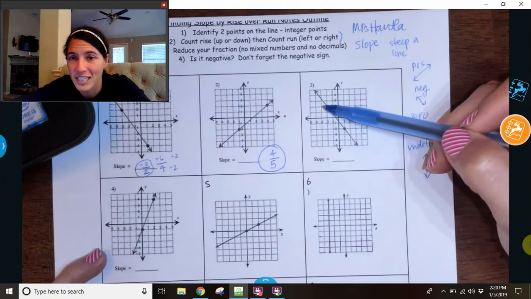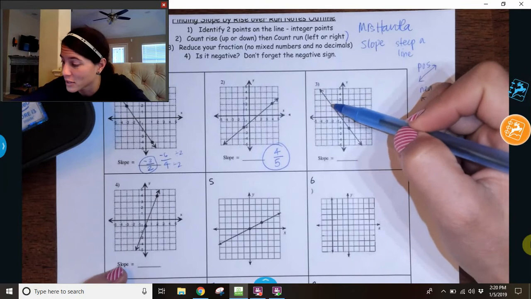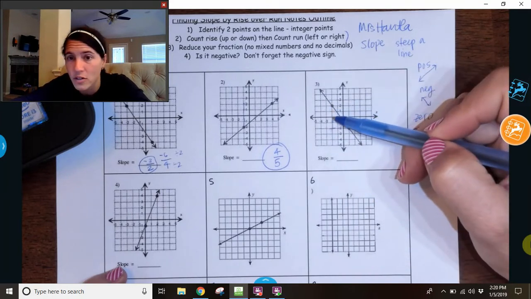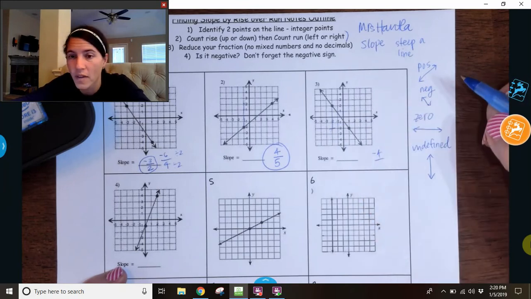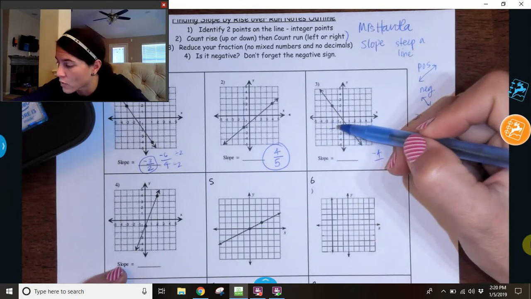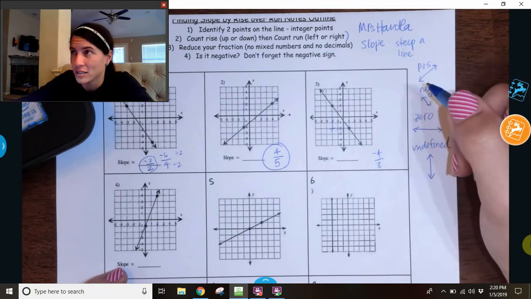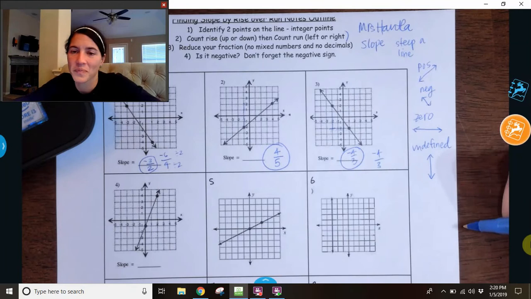All right, number 3. This is a negative slope, so we should have a negative somewhere. I'm going to start on my left, and I'm going to count down. 1, 2, 3, 4. And now I'm going to count over 1, 2, 3. So negative 4/3. I can't really reduce it, so negative 4/3 is my slope.